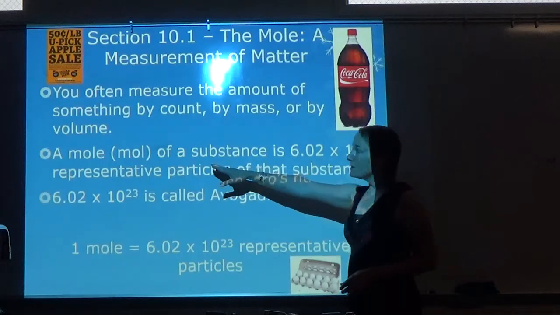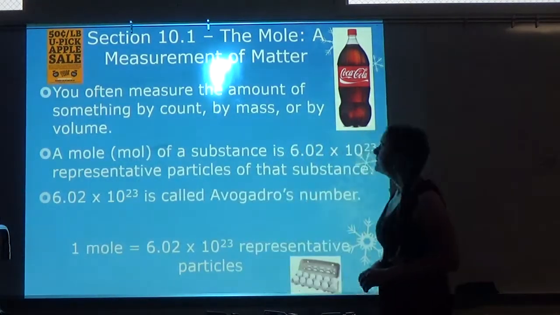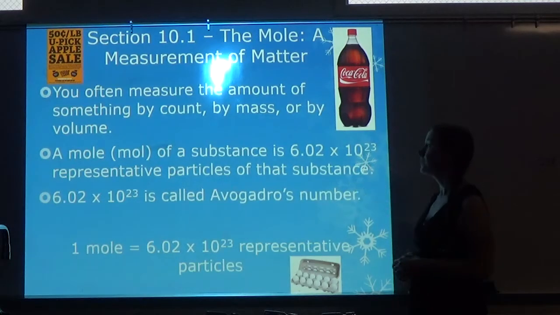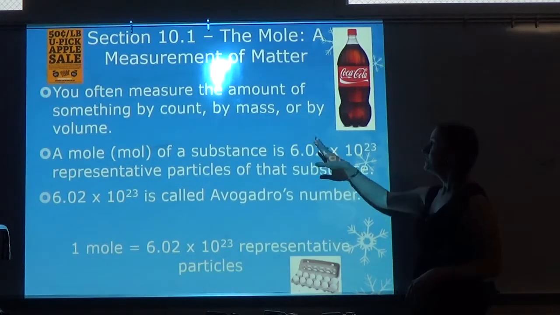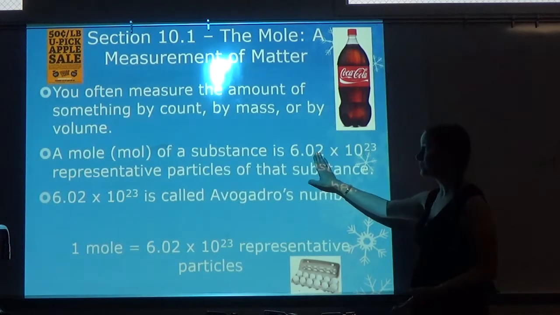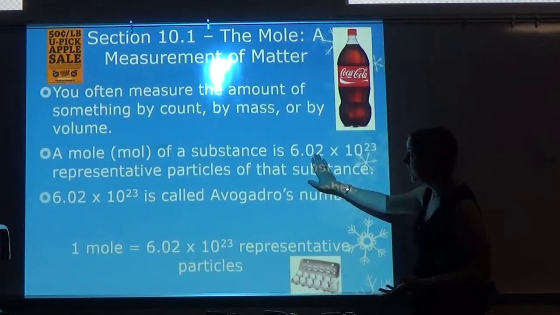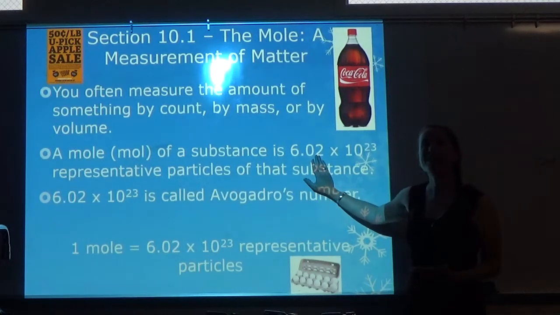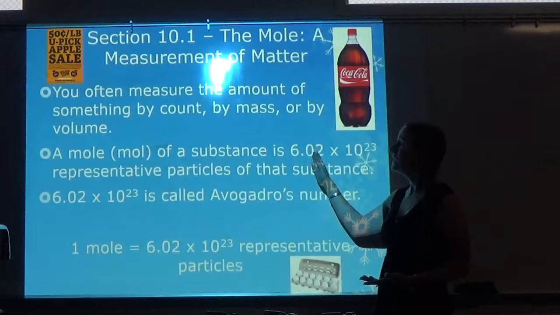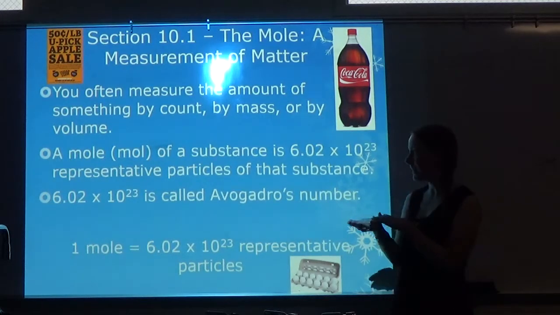So a mole, which has the abbreviation mol, of a substance is 6.02 times 10 to the 23 representative particles of that substance. So this is 602 and 21 zeros. This is a gigantic number. The reason it's so large is that atoms are so small. So even though this number is huge, I can hold this number of atoms in the palm of my hand.